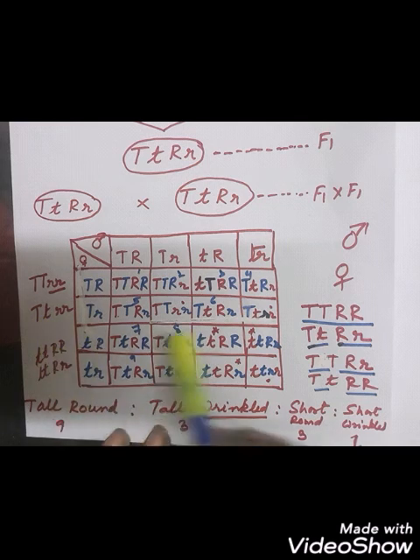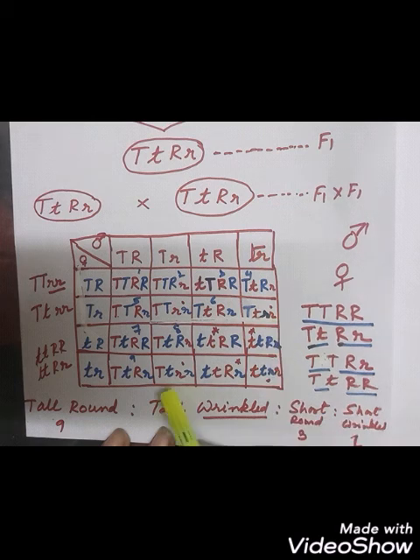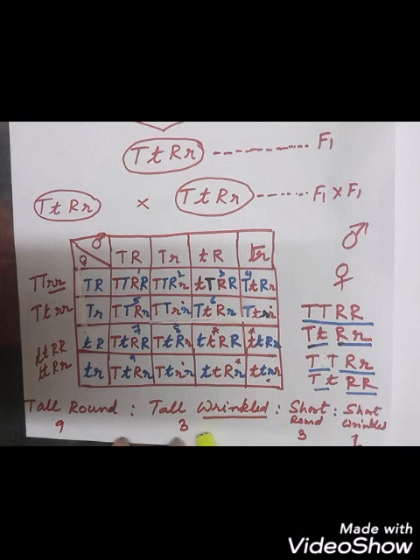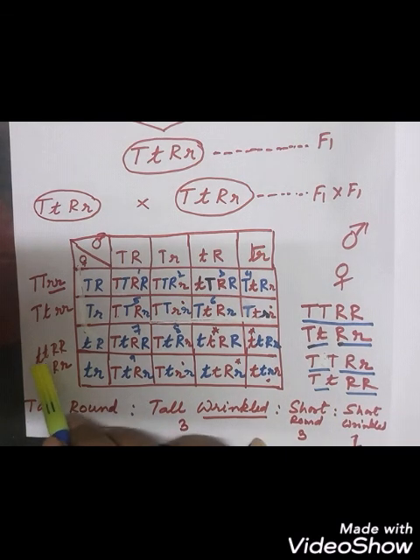So let us find out from here. Capital T, small r, this is one. Capital T, small r, this is one. And capital T, small r, this is one. So we have got tall wrinkled as 3. Then we have to find out short round. For short round we have small t, capital R, or small t, capital R, small r.